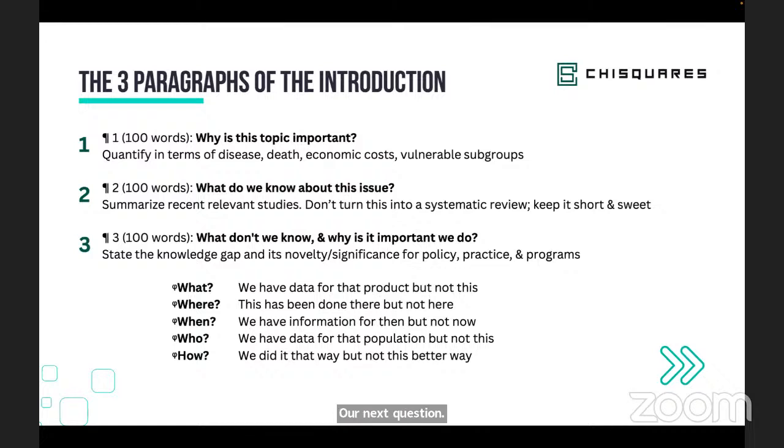Wisdom. Oops. A query. Okay, unmute. All right.